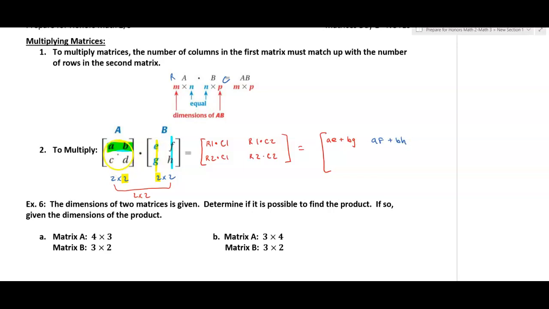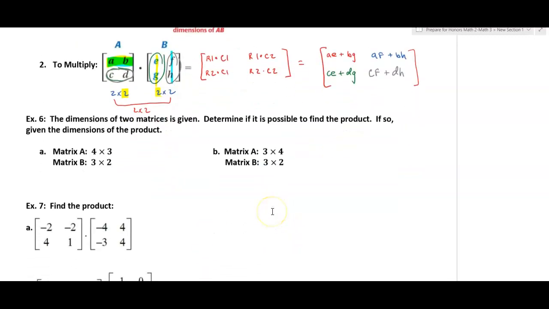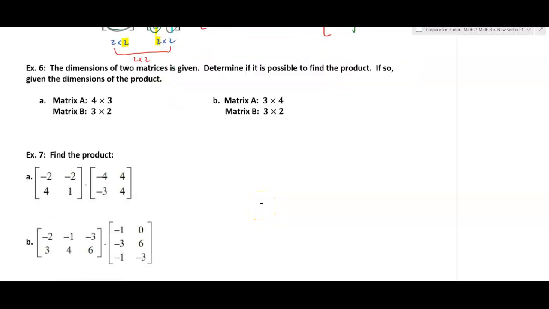Next, when I do row 2 times column 1, C times E plus D times G. Then finally, row 2 times column 2 would be C times F plus D times H. So I know this seems a little confusing, but I think once you see a couple of examples, you'll see it's not that bad.